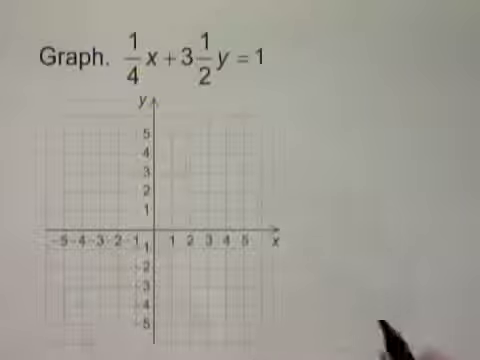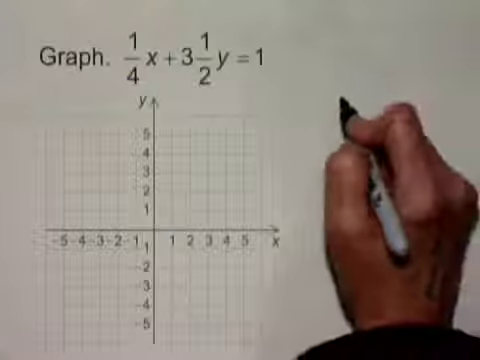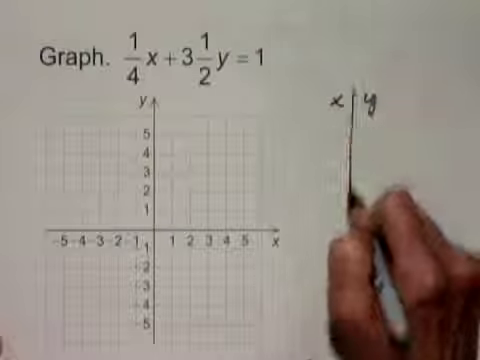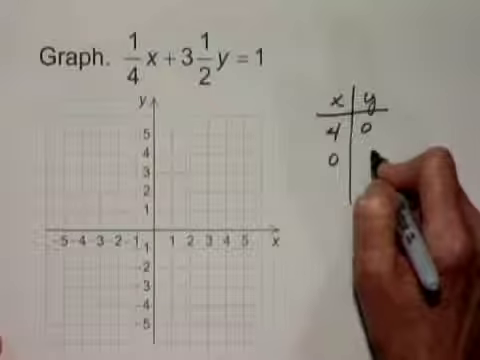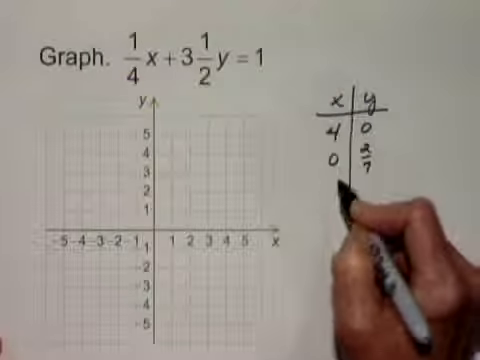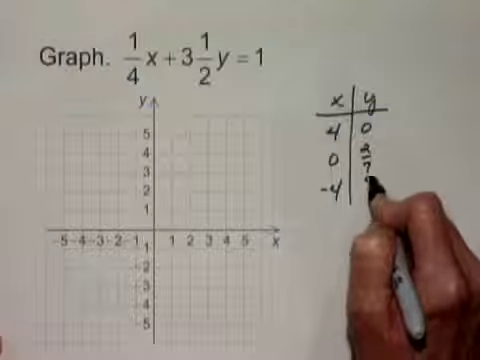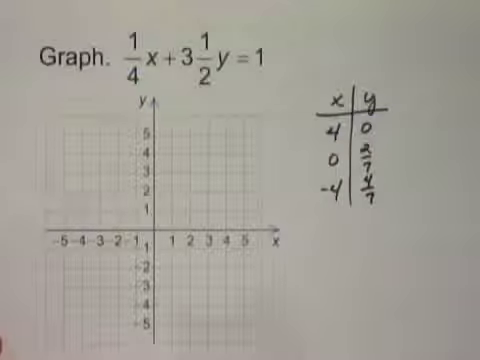And let's put those points in a table. We had 4, 0, and we had 0, 2/7, and we had -4, 4/7. Now let's plot these points.